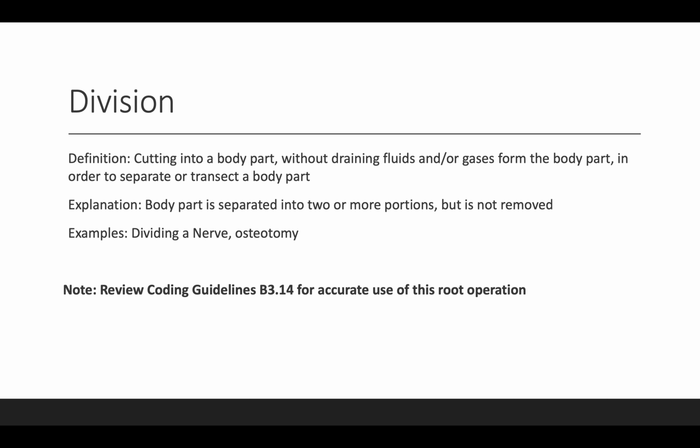Root operation division. Definition: cutting into a body part without draining fluids and/or gases from the body part. Apologies, that's a spelling error. In order to separate or transect a body part, the body part is separated into two or more portions, but is not removed. For example, dividing a nerve or an osteotomy.